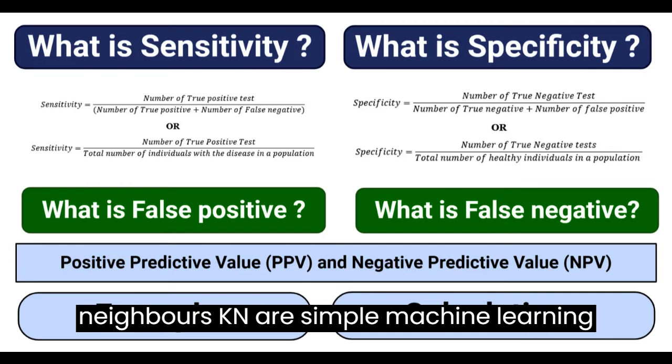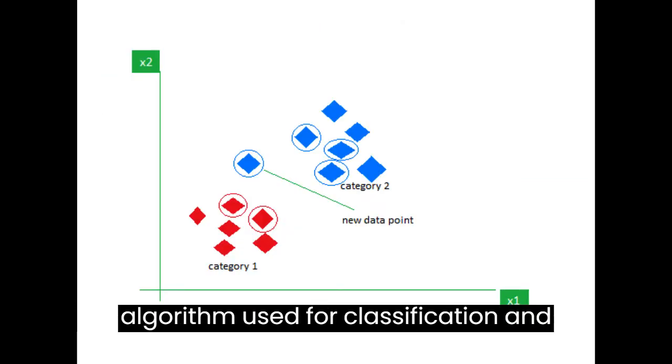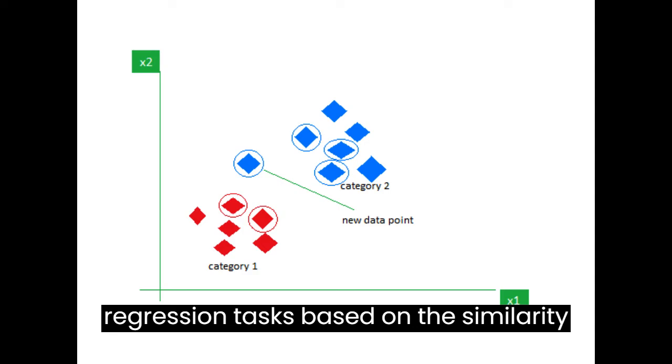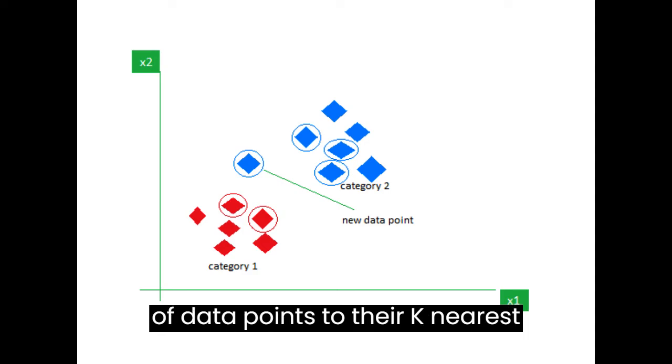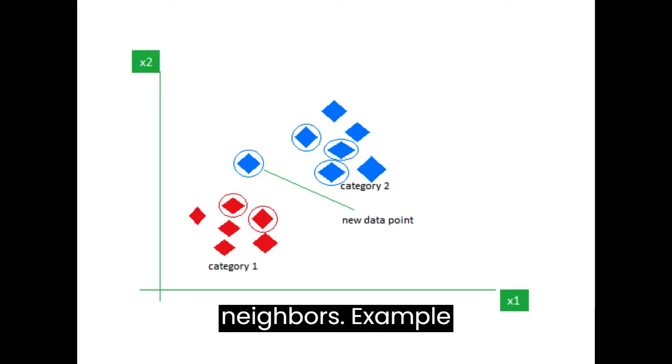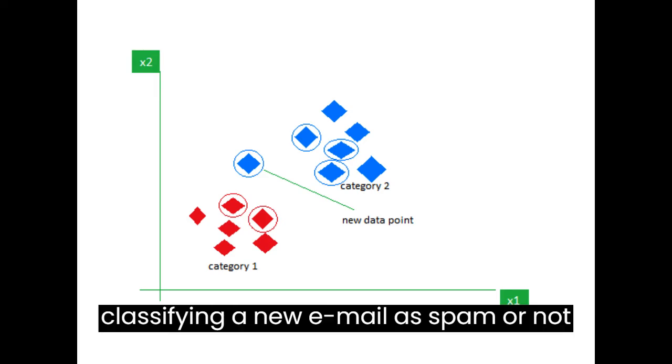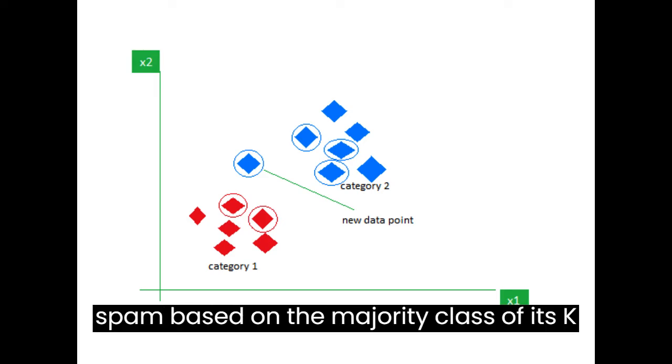K-nearest neighbors, KNN, a simple machine learning algorithm used for classification and regression tasks, based on the similarity of data points to their K-nearest neighbors. Example: classifying a new email as spam or not spam based on the majority class of its K-nearest neighbors in a labeled dataset.